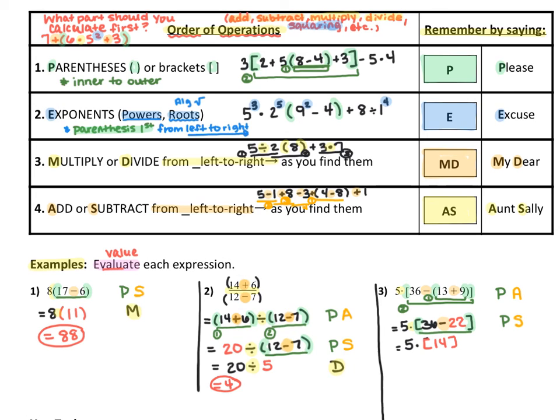So we only have one operation. And so, of course, that makes it easy. We only have one left. Then that's the only one we have left to do. So our final step is to multiply 5 times 14, and we'll get 70 as our answer. So the value of example 3 would be 70.